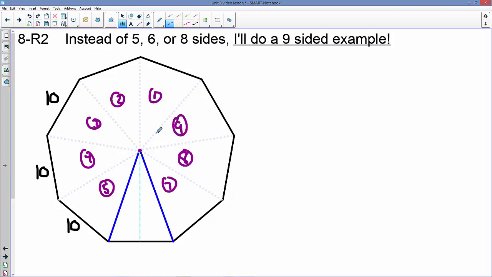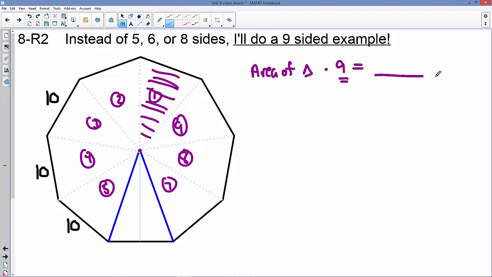See? So if I get the area of any one of these triangles, of course we're going to use the one at the bottom, if I get the area of any one of these triangles, I'm just going to take the area of a triangle and multiply it times 9 in this case, right? That's my magic number. And that'll give me the answer to the problem.